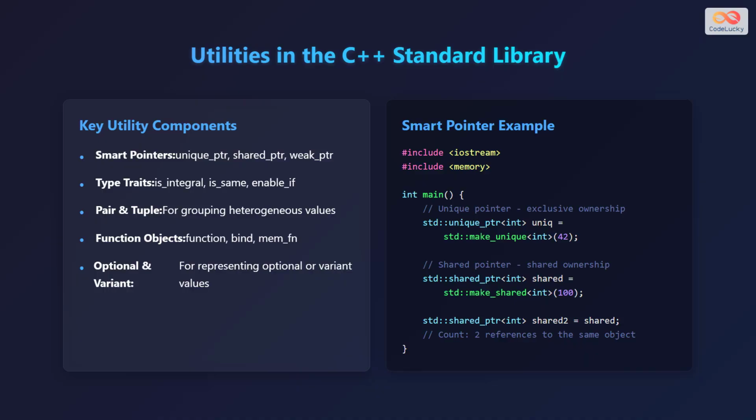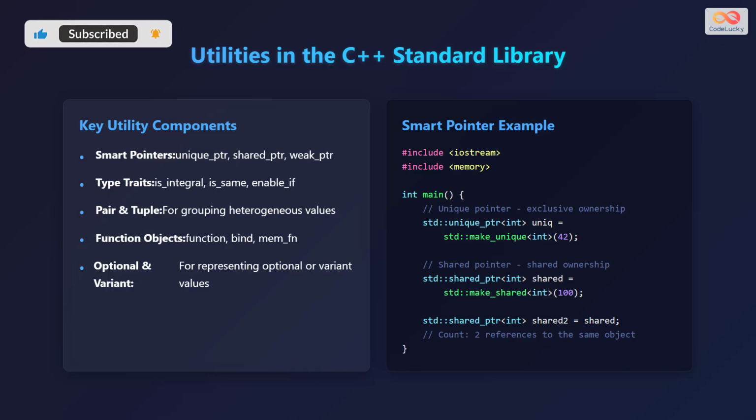Let's examine the utilities available in the C++ standard library. Key utility components include smart pointers such as unique_ptr, shared_ptr, and weak_ptr. Type traits such as is_integral, is_same, and enable_if. Pair and tuple for grouping heterogeneous values. Function objects such as function, bind, and mem_fn. An optional and variant for representing optional or variant values.